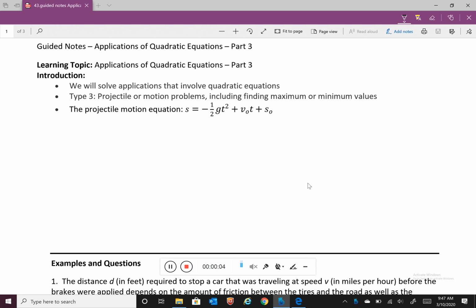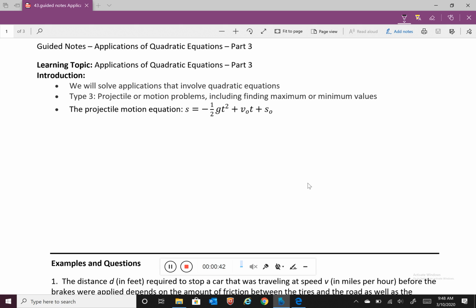The last part of our section on applications of quadratic equations is going to involve projectile or motion problems, including finding maximum or minimum values. And in order to work with problems of this type, we need to understand the projectile motion equation, which is given as S equals negative 1/2 g times t squared plus v sub 0 times t plus s sub 0.